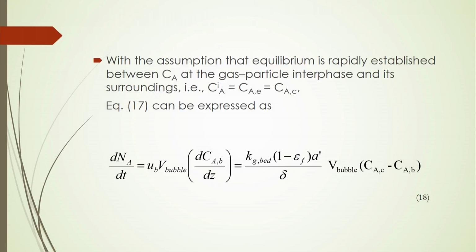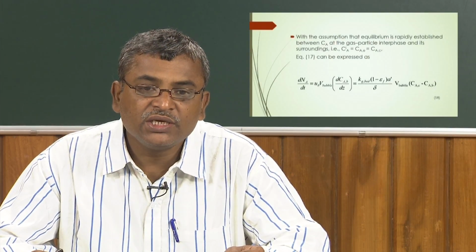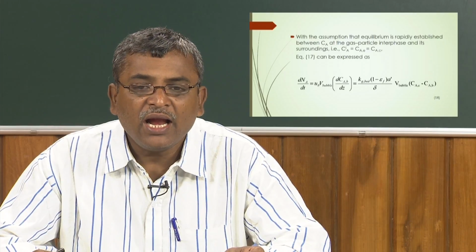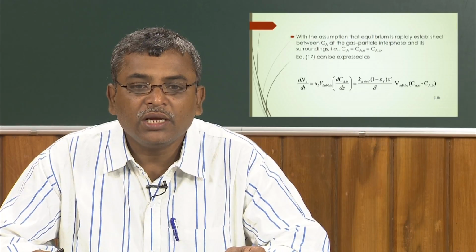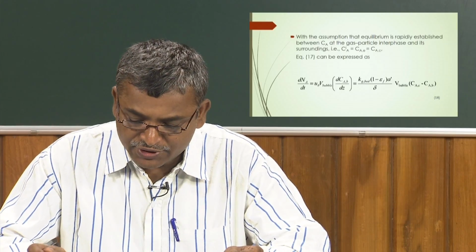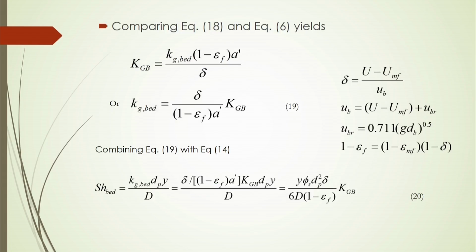And then again with the assumption that equilibrium will be readily or rapidly established between C_A at the gas particle interface and its surrounding, that is C_Ai, that will be equal to C_Ae, and that will be equal to C_Ac, then equation 17 can be expressed by equation number 18. Now, combining equation 18 and 16, that will yield Kgb, that will be equal to K_g bed into 1 minus epsilon f into A dash by delta, where delta will be equal to (u minus u_mf) by u_b.